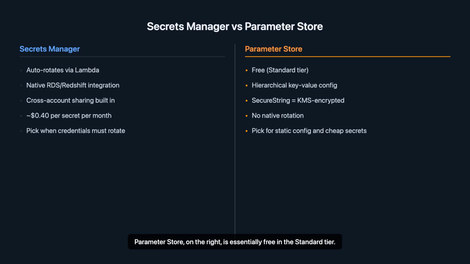Parameter Store on the right is essentially free in the standard tier. It's a hierarchical key-value store, and the secure string type is KMS encrypted. But here's the critical point: it has no native rotation. Pick it for static configuration values like database hostnames or feature flags that don't need to change. The decision is simple. Does it rotate? Secrets Manager. Is it static config? Parameter Store.